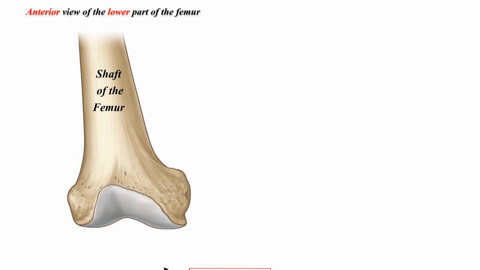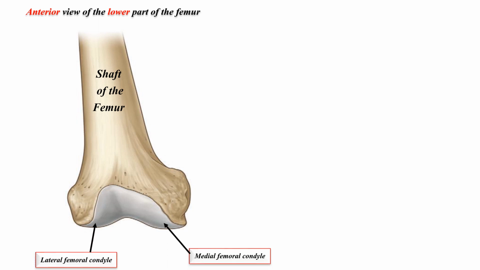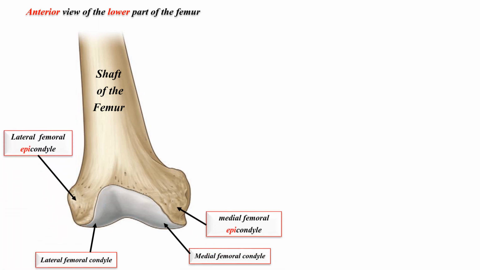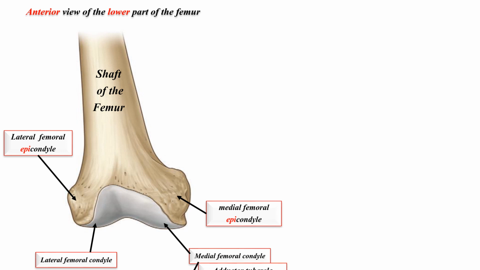Now quickly we will revise the different features of the lower part of the femur from the anterior view and from the posterior view. This is the anterior view of the lower part of the femur. This is the right femur. This is the shaft of the femur. This is the medial femoral condyle and the lateral femoral condyle. As we said, the lateral femoral condyle projects more than the medial femoral condyle. This is the lateral femoral epicondyle and this is the medial femoral epicondyle.